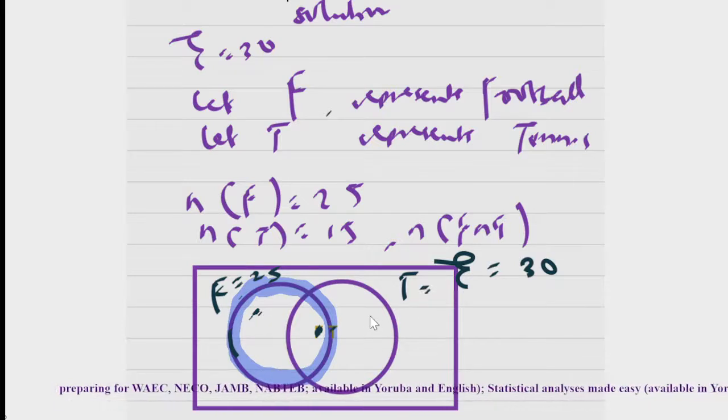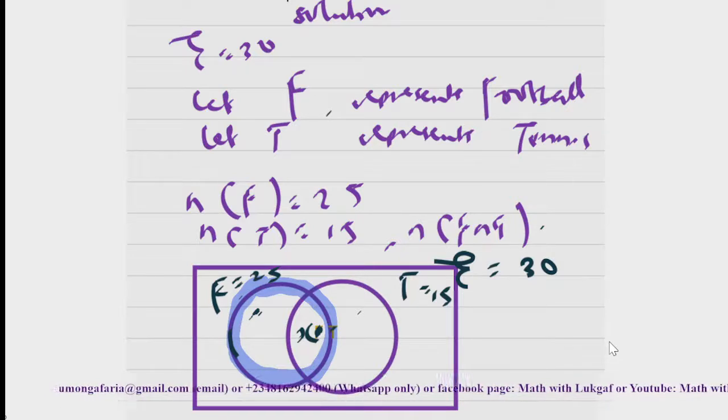Likewise, T only, am I going to put it here? No, because it is not only. But if it is only, you are going to put it here. But since it's not only, you are going to put it outside here. Then the question asks us to find the intersection. The intersection between two of them is this. You put X. Even if they don't give you, you have to represent the cardinality first so that you don't make mistakes.